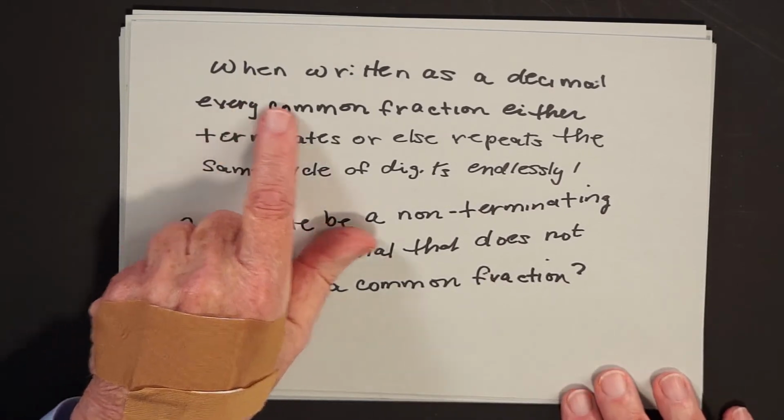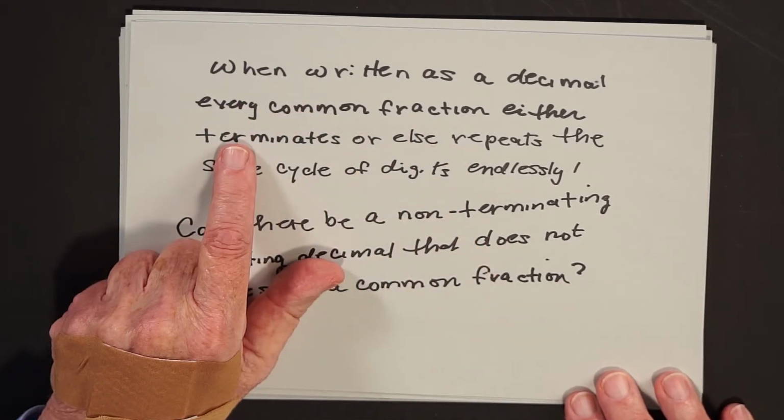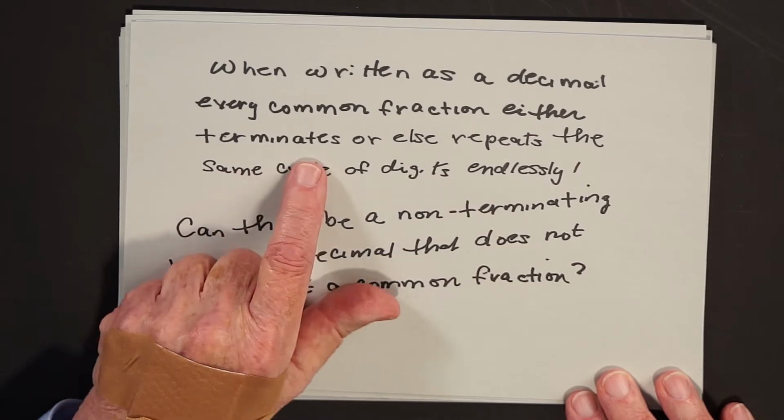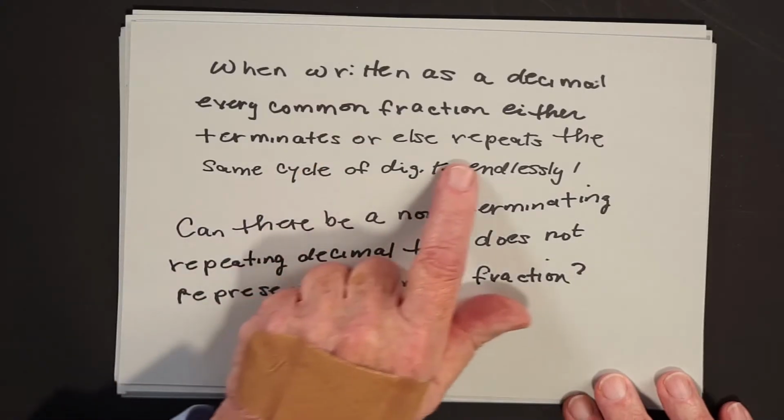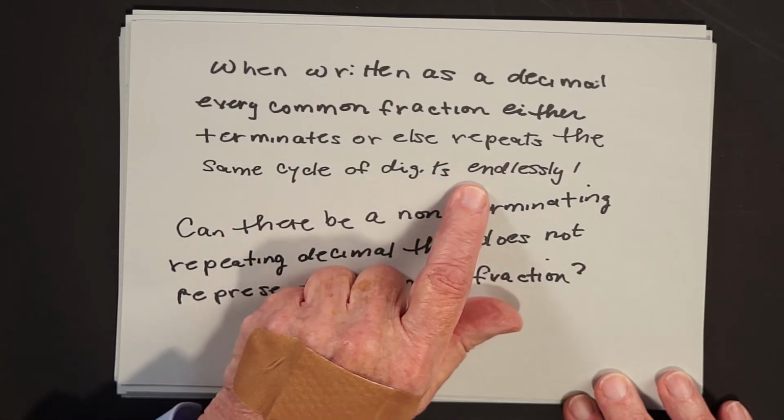And what we've shown today is that when written as a decimal, every common fraction either terminates, and when will that happen? When the denominator has only 2's and or 5's as prime factors, or else it repeats the same cycle of digits endlessly. And an interesting question that will lead into our next lecture is that we've now shown that every fraction, when it's represented by a non-terminating decimal, the decimal will eventually repeat the same cycle of digits endlessly.